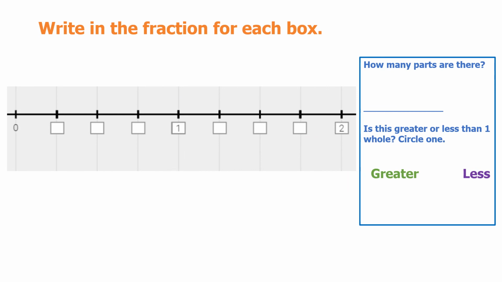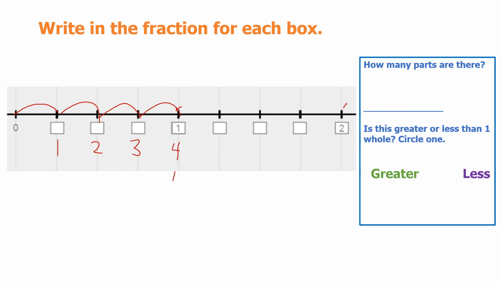All right, we're going to write the fraction for these. First thing I want you to notice is that I've got a 1 right here, and I've got a 2 right here. So this is going to be a little bit different. From my 0 over, I have 1 part. From here to here, I have 2 parts. From here to here, I have 3 parts. From here to here, I have 4 parts.